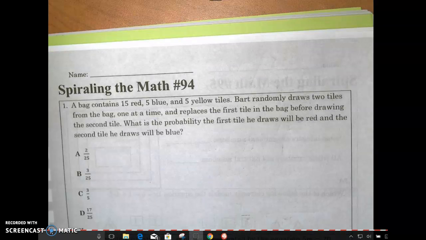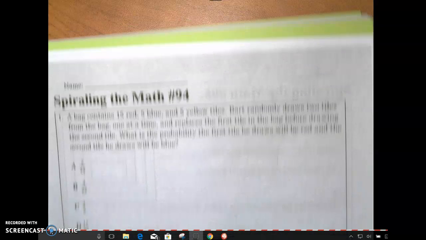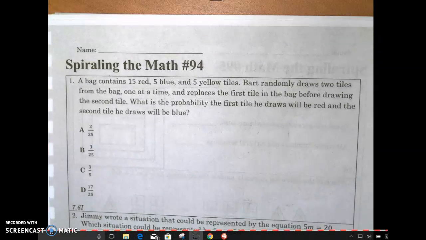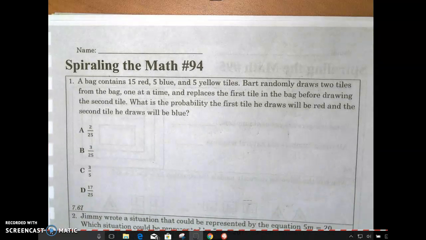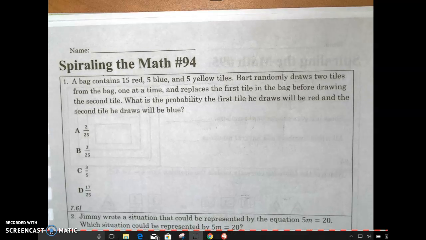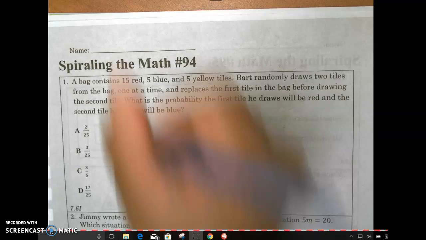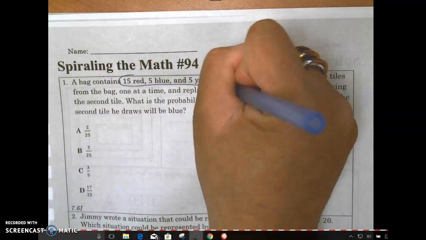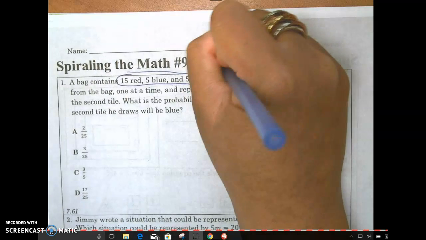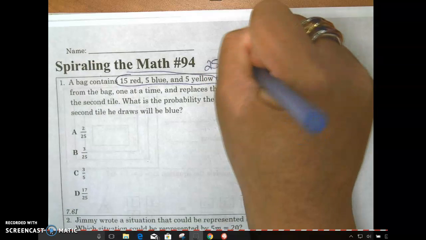Okay, 94. Don't shout anything out at me. A bag contains 15 red, 5 blue, and 5 yellow tiles. Bart randomly draws 2 tiles from the bag, one at a time, and replaces the first tile in the bag before drawing the second tile. What's important so far? There's 15 red, 5 blue, 5 yellow, and randomly. There's 25 total. Yes, randomly means we're doing probability.